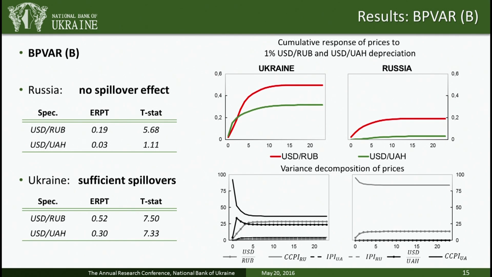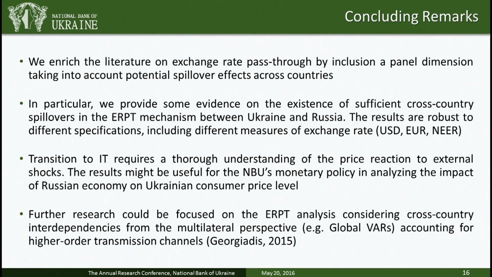In order to conclude, the main idea of this research is to encourage debate on the importance of potential cross-country spillovers in the exchange rate pass-through mechanism for domestic prices. Taking Ukraine and Russia as an example, we provide some evidence that these spillover effects actually exist and are significant in the case of Ukraine. In this respect, the National Bank of Ukraine, while making decisions in attaining inflation targets, should be aware of the impact of the Russian economy on Ukrainian consumer prices.